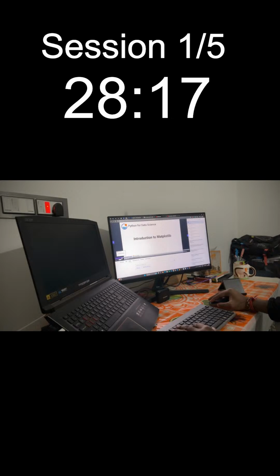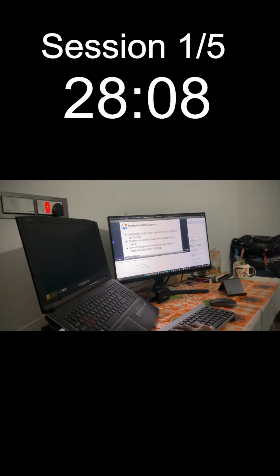Let me show you just a little bit of the website for Matplotlib. It gives you control over almost every aspect of a figure or plot, and it's designed to have a very similar feel to MATLAB, which is another programming language with its own graphical plotting capabilities. Matplotlib works very well with pandas and NumPy arrays, which is why we're going to learn about it.